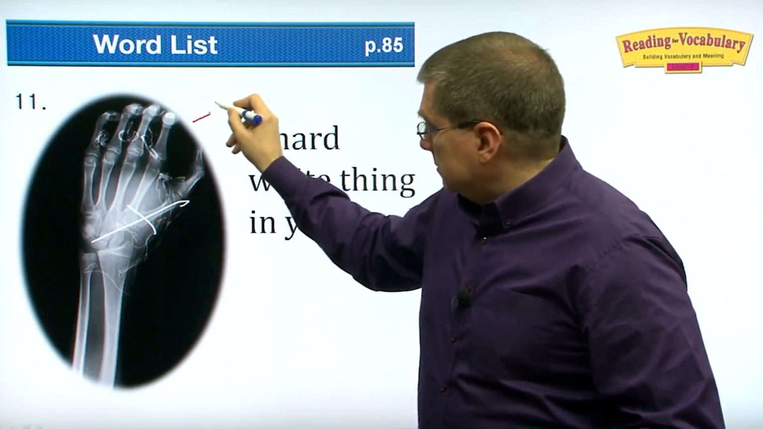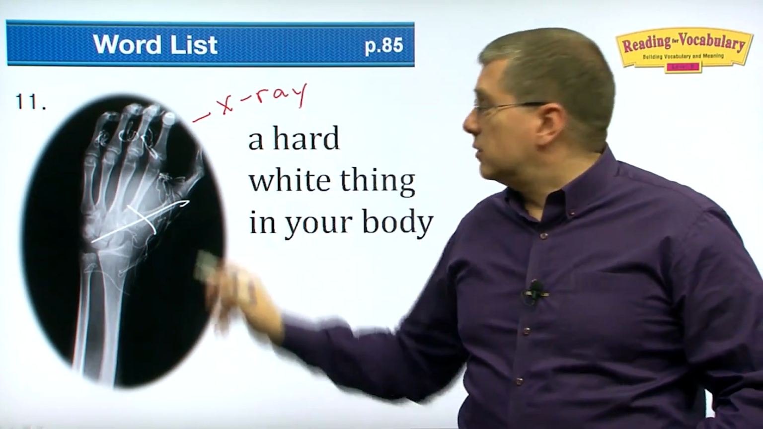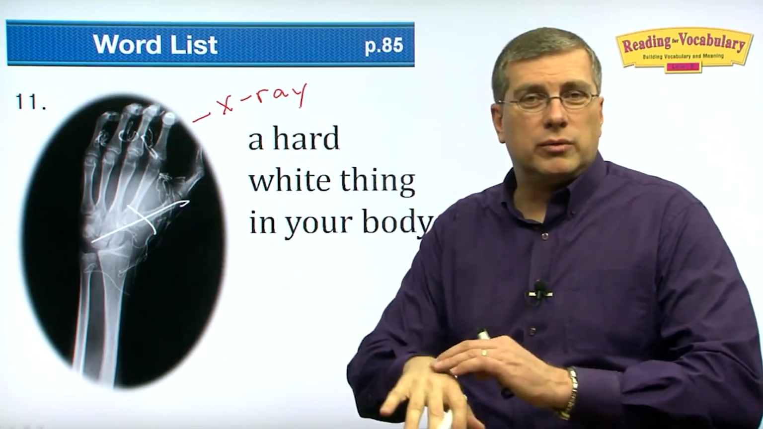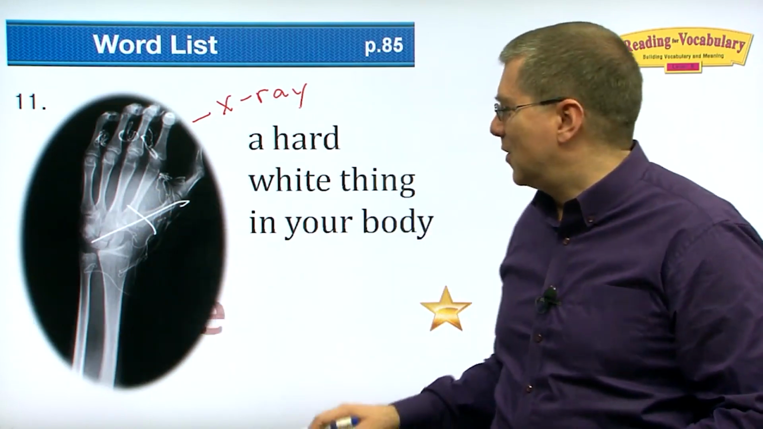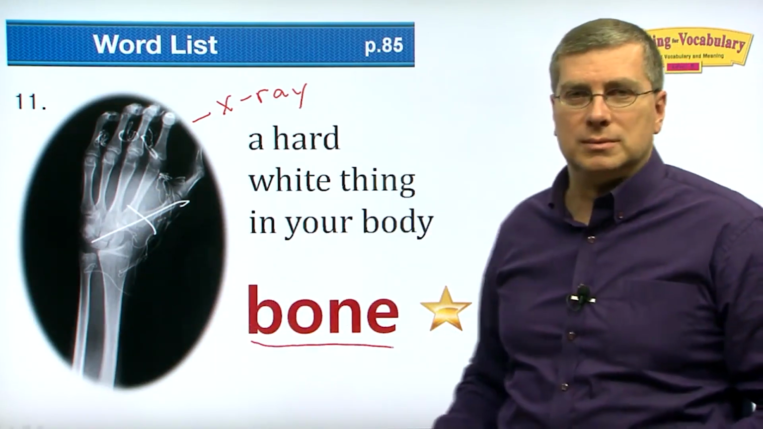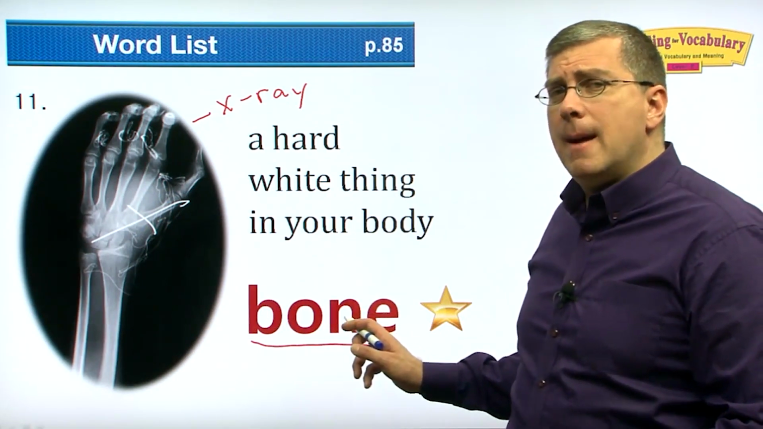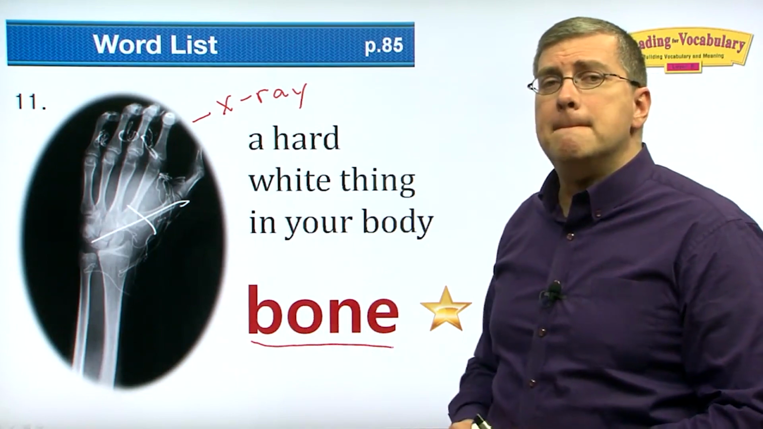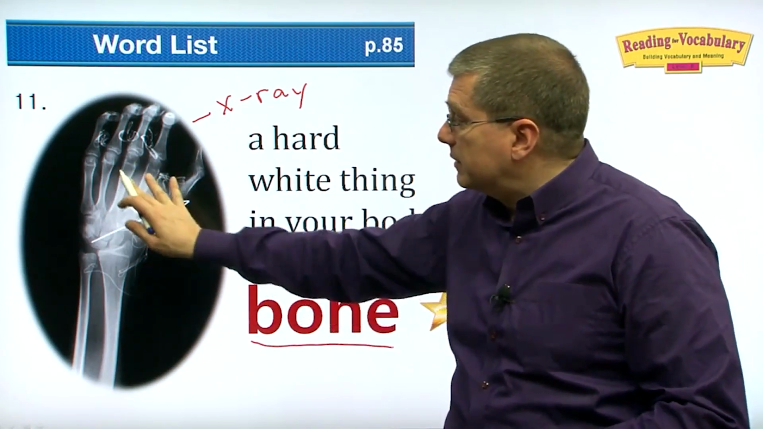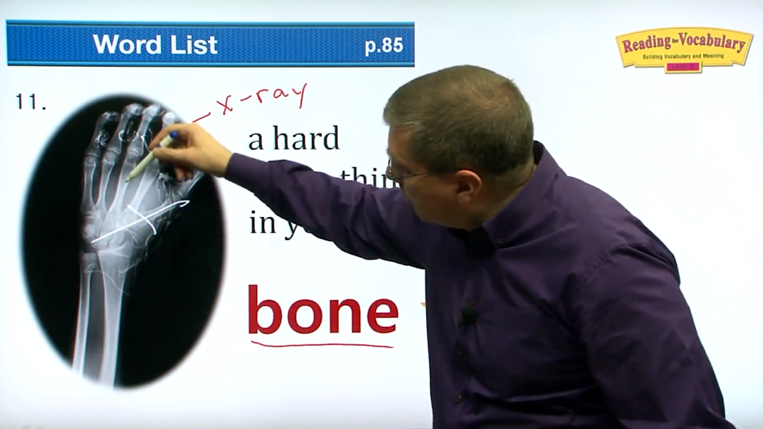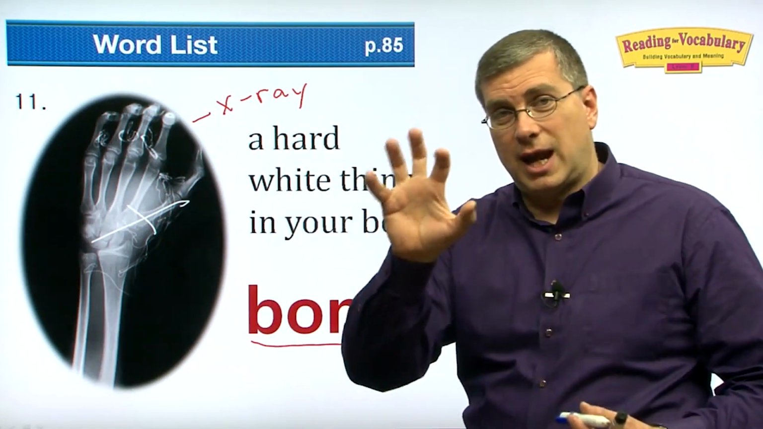11, a hard white thing in your body. This, by the way, is called an X-ray. Doctors in hospitals will use X-rays to make sure your bones are okay. I just said the word, right? To make sure there's no broken what? No broken bones. Bone. Is that a hard word to pronounce? Bone. It's very easy. Bone. Okay? A hard white thing in your body. You have many bones. This is your hand, right? Look at how many bones are in your hand. There are so many bones in just your hand if you think about it.